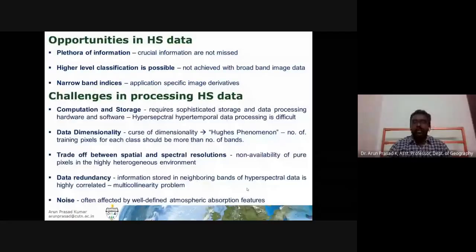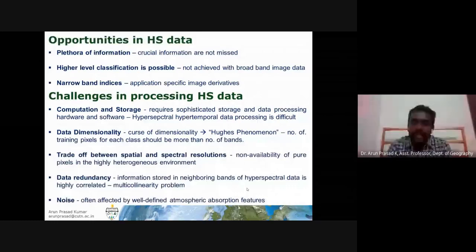Then comes noise. The data is often affected by well-defined atmospheric absorption features. Haze, clouds, and water vapor present in the atmosphere influence the data a lot, so it possesses noise in the hyperspectral data.